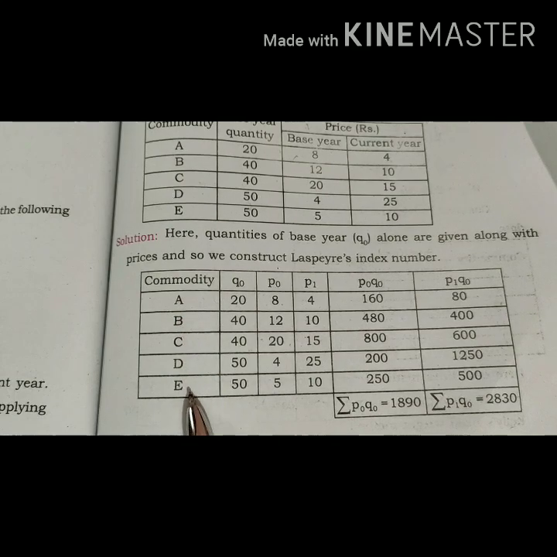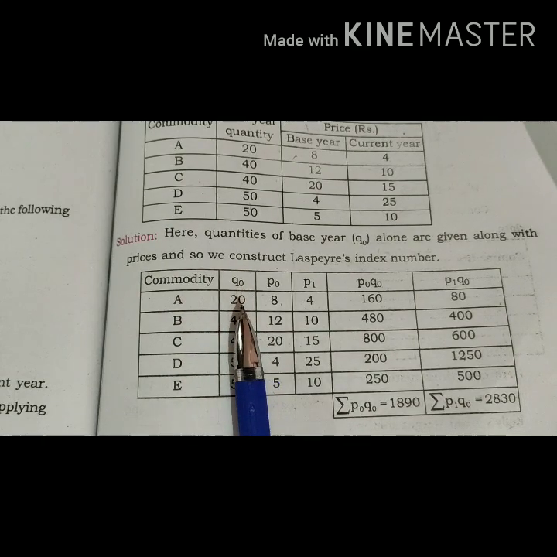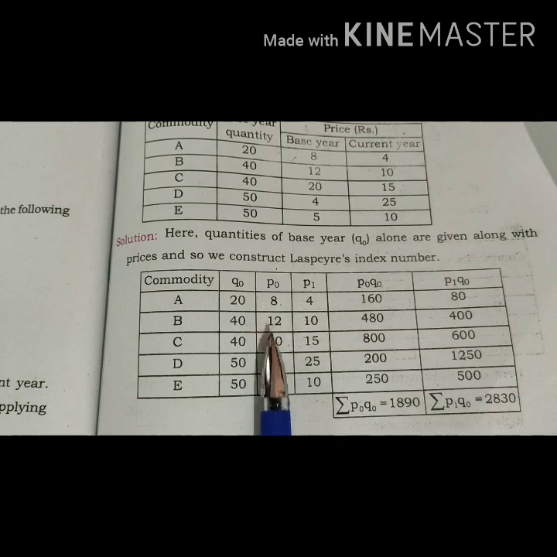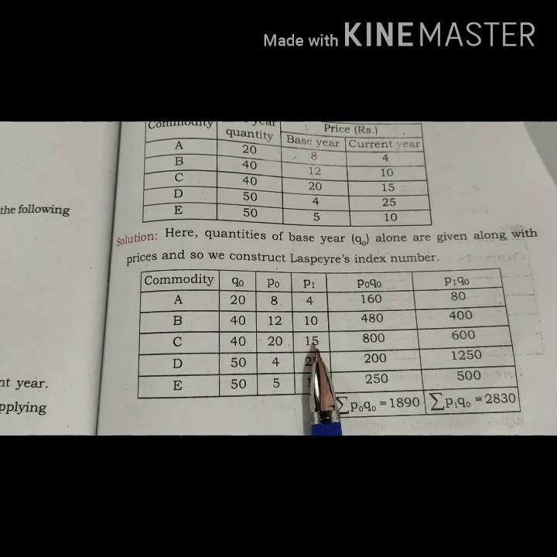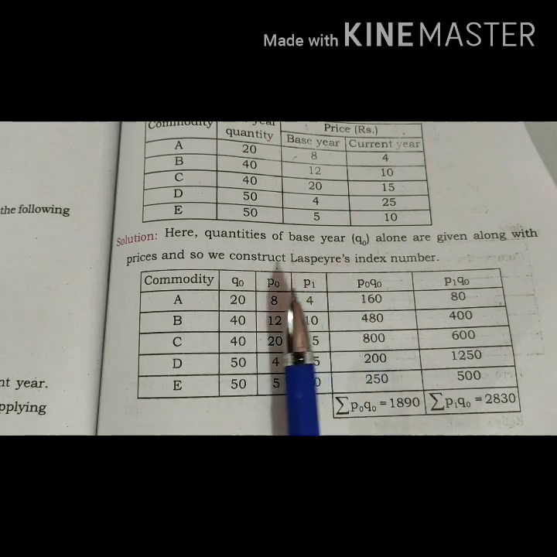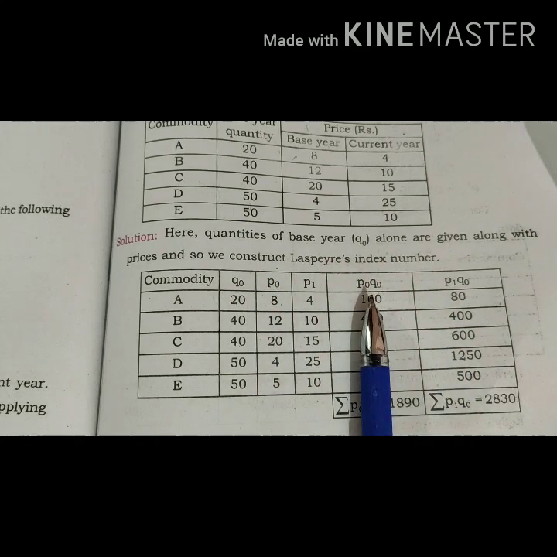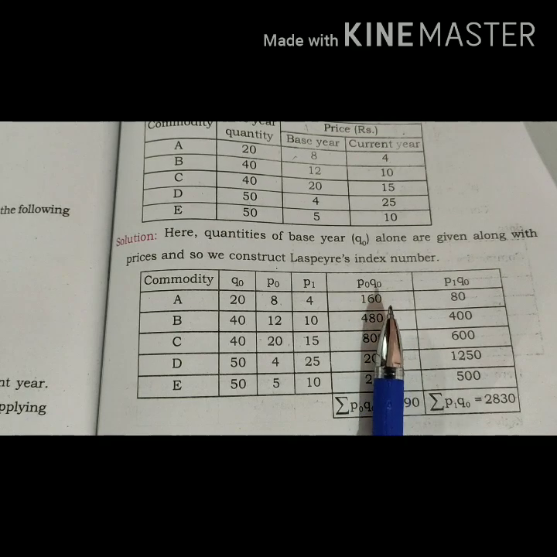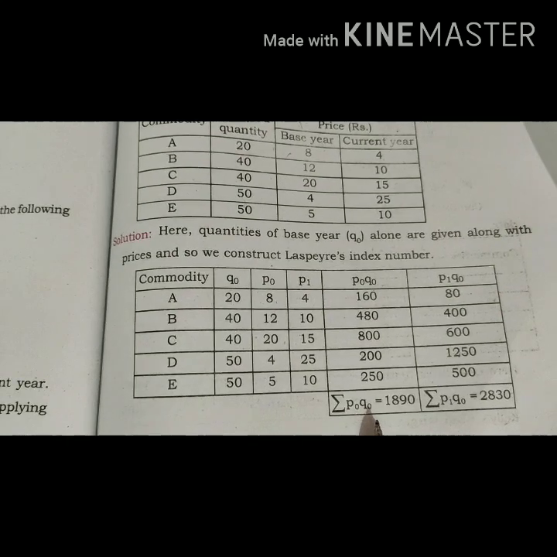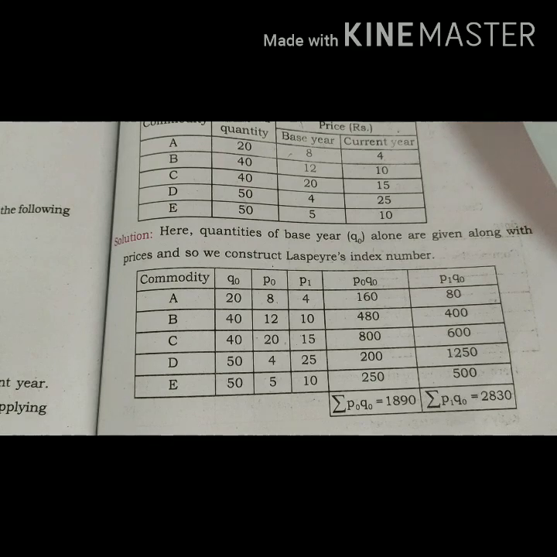Commodity A, B, C, D, E is given. Base year quantity is given, base year price is given, only current year price is given. So calculate P0 into Q0 and P1 into Q0. Multiply first, then add. It will give you sigma P0 Q0, which is equal to 1890, and again sigma P1 Q0, which will give you 2830.